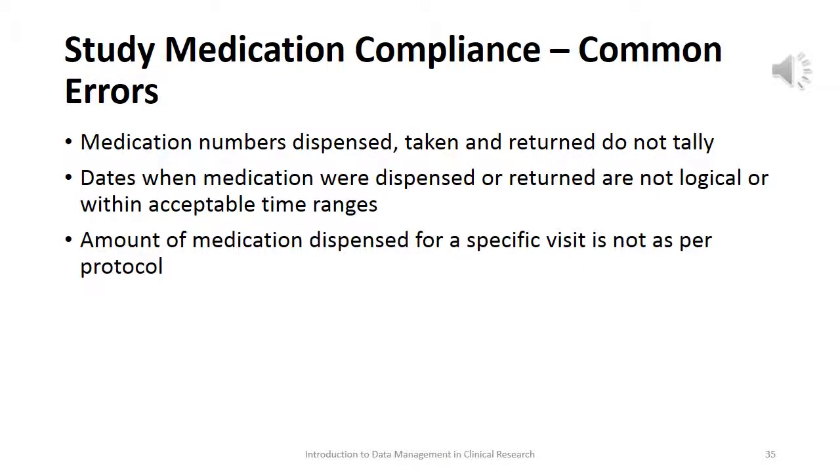So some of the common errors that we might discover: medication numbers dispensed, taken, and returned don't tally. For example, we dispensed a certain number, but yet they return a greater number than what they should have returned, so the numbers don't add up. We've got dates of when medication were dispensed or returned that aren't logical, or they're not within the acceptable time ranges. We could have amount of medication dispensed for a specific visit is not per the protocol. So maybe the PI dispensed more or not enough. So we want to find out what the issues are with that.